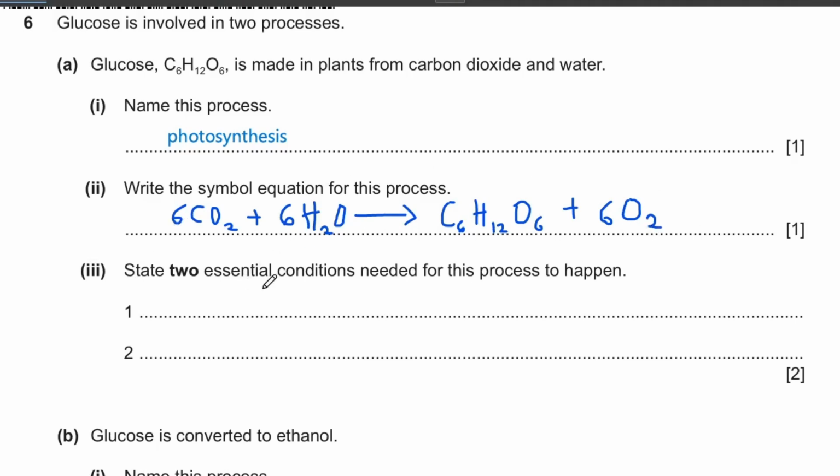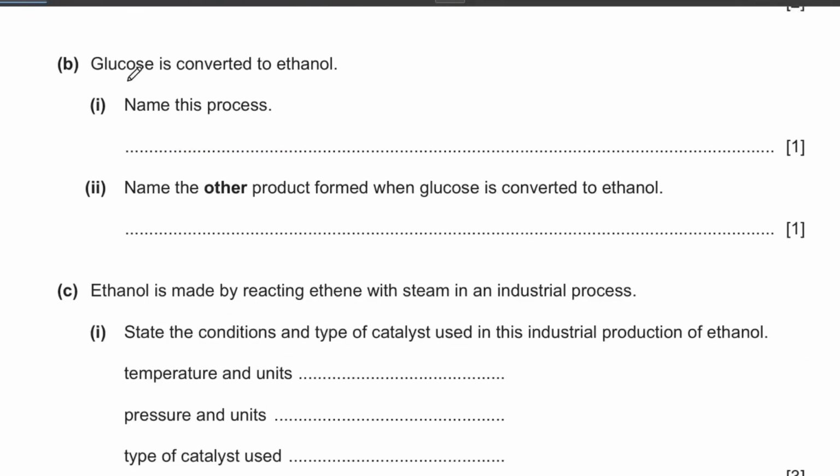Next question, state 2 essential conditions needed for this process to happen. So we need energy from light and then chlorophyll. Question B, glucose is converted to ethanol. Name this process. The process is fermentation. Name the other product formed when glucose is converted to ethanol. The other product formed is carbon dioxide.